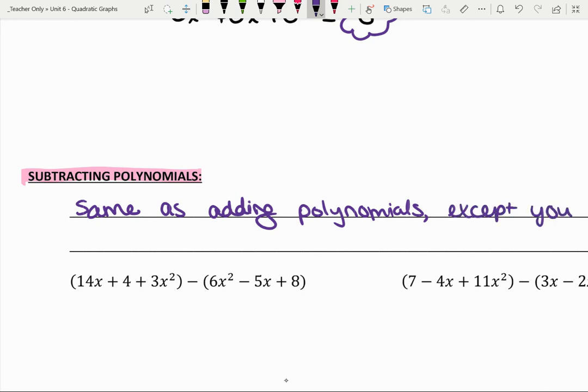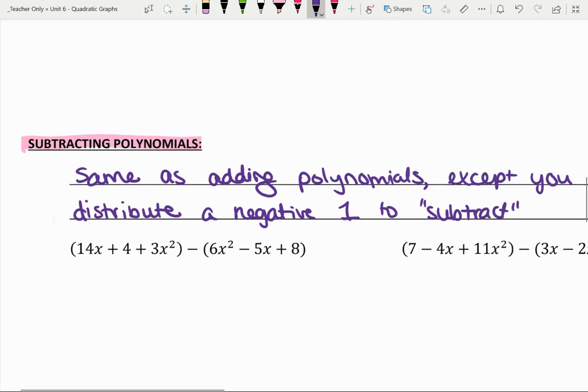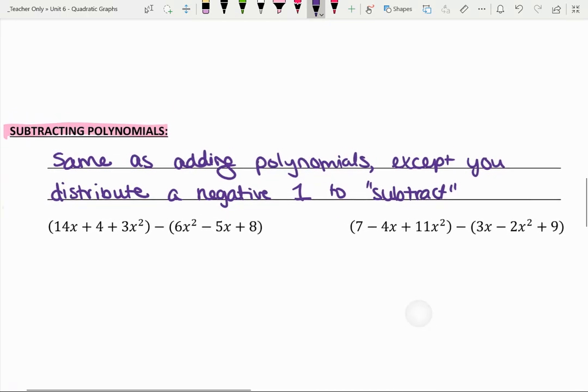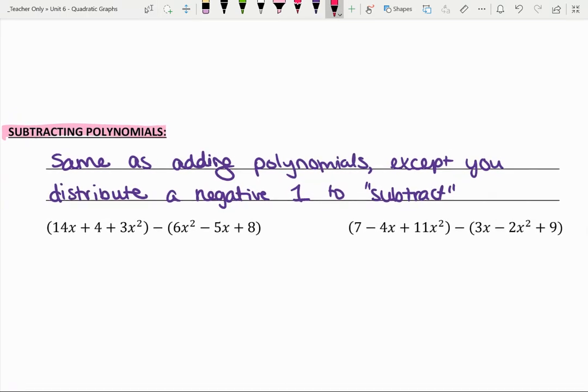Except that we're going to distribute a negative 1 as the minus. So we're going to distribute a negative 1 to represent that subtraction. So the examples here, that first polynomial doesn't have anything in front of it, right? That's still just a positive ninja 1. When I distribute that, it's just 14x plus 4 plus 3x squared. Multiplying by 1 doesn't change anything.